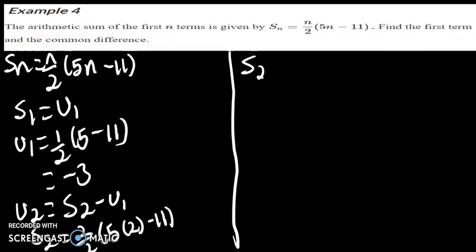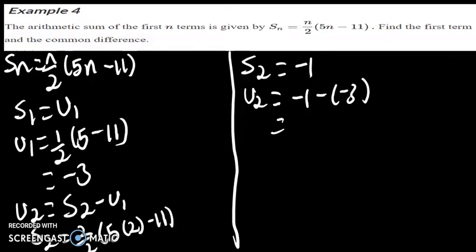So s2 becomes minus 1, because 5 times 2 is 10, 10 minus 11, that's minus 1. After finding s2, u2 becomes easy, because u2 is the same as s2 minus u1, which is minus 1 minus minus 3. So that becomes minus 1 plus 3, that's 2. So u2 becomes 2.